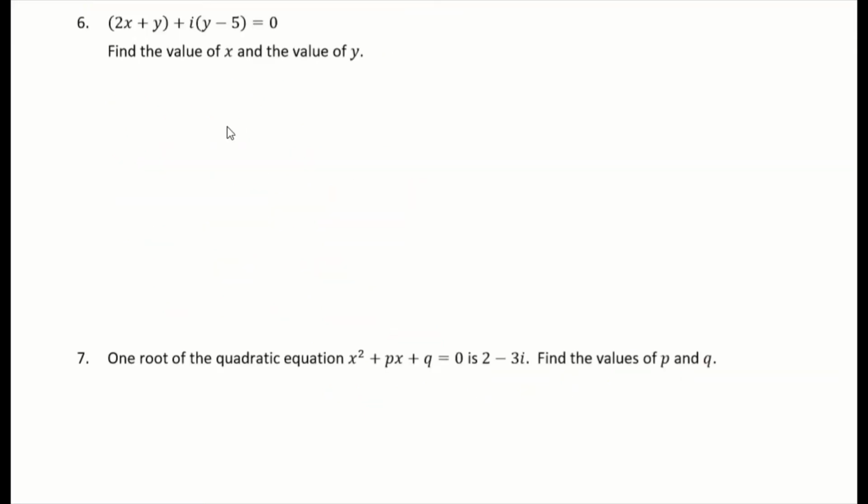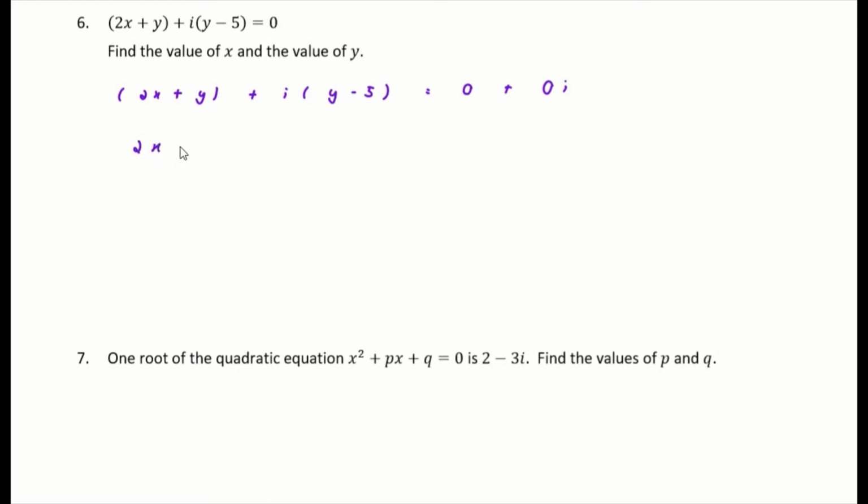Okay, number 6. This is a pretty easy question. Given that 2x plus y plus (y minus 5)i is equal to 0, you can see that there is a real part, then there is an imaginary part. The complex number is going to be 0. What does that mean? It actually means that the real part is going to be 0 and the imaginary part is going to be 0 as well. So at the end of the day, it's just like solving simultaneous equations.